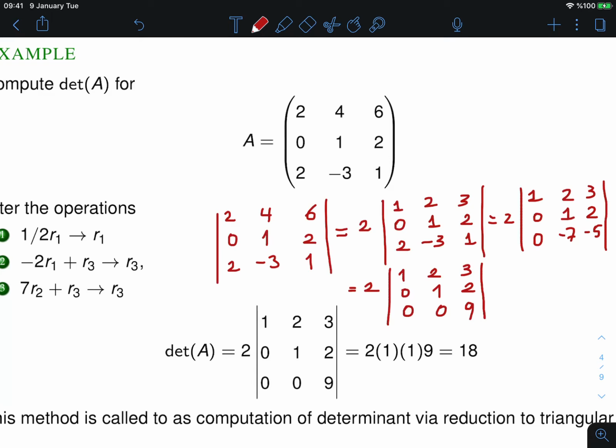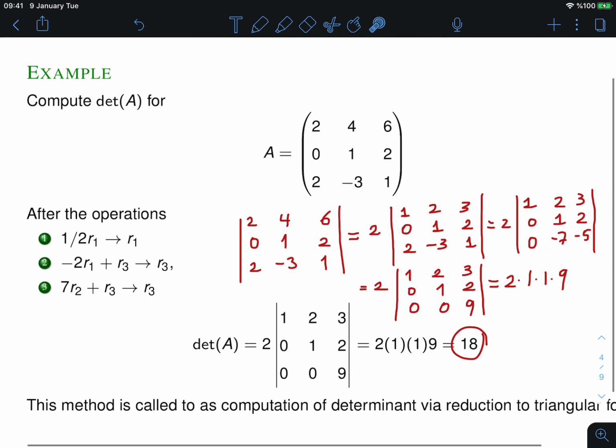At this step, this is an upper triangular matrix, so its determinant is the product of entries on the diagonal, which is 18. You see, during these operations, when I multiply a row by a number and add it to another row and replace that row with it, the determinant does not change. This is an important property that you should not forget.